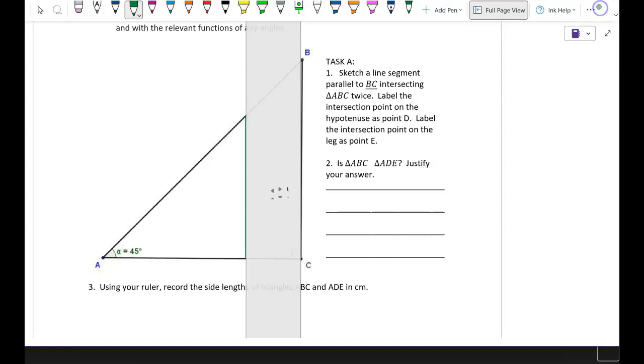Now, there is a very good chance we did not draw that in the same spot, and you don't have to draw it exactly where I draw it. It does have to be parallel. That is the only criteria, that you do have to draw that segment parallel. And because they're parallel, that means our right angle is going to stay here. And we can put the markings to show that those two lines are parallel.